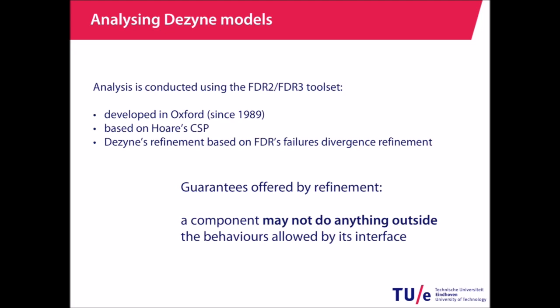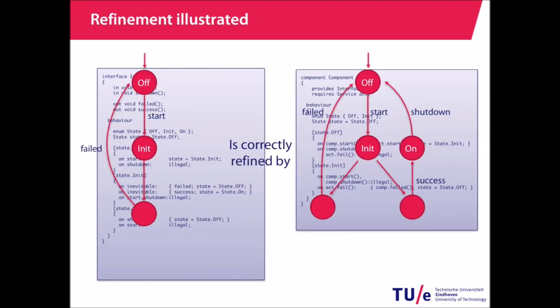Now, I guess many of you have not heard of failures divergence refinement, so even though you get a check mark, you probably don't know exactly what you're checking, right? So what kind of guarantees does this notion offer? Well, very informally, you could say that refinement as checked by FDR, and thus as checked by Dezyne, tells you that a component may not do anything that lies outside the behaviors as specified by the interface. Okay. So let's have a look at a concrete example and try to understand what that actually means.